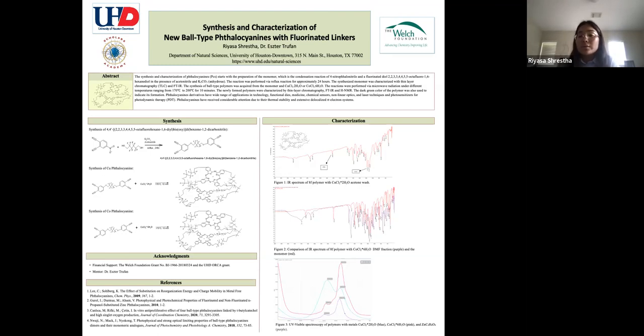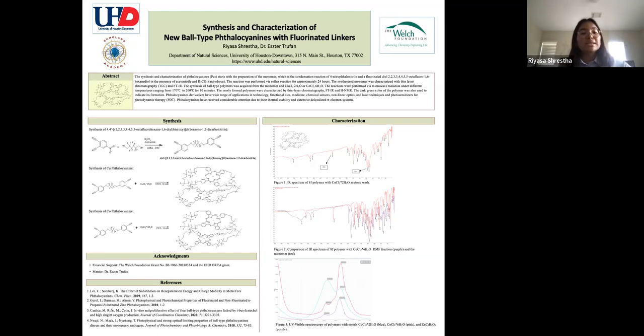That is the reason why they're more suitable for photodynamic therapy for skin cancer specifically. Ball-type phthalocyanines specifically are fairly new. They were discovered in the early 2000s, so there's a lot of interest in this specific compound. And the way I synthesized ball-type phthalocyanine was a two-step process. The first was to make the monomer, and the second was to make the ball-type phthalocyanine, which is the polymer.